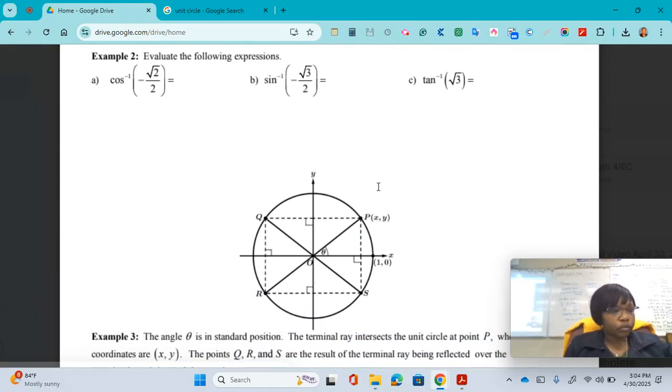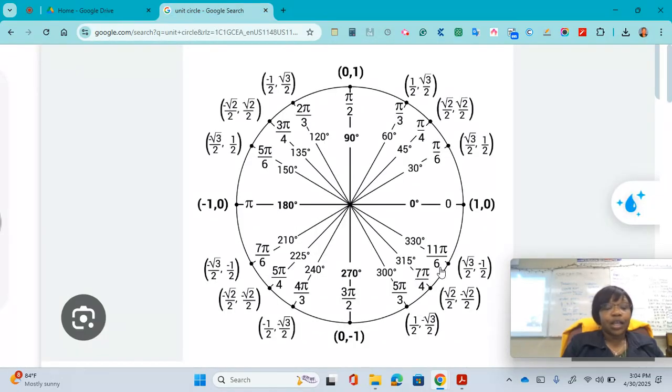All right, so now let's do some work. Yay! Okay, so if we're trying to get the inverse cosine, is our what value? Our x value. If we're trying to get the inverse cosine of negative square root 2 over 2, we're going to go to where is our x? Negative square root 2 over 2.